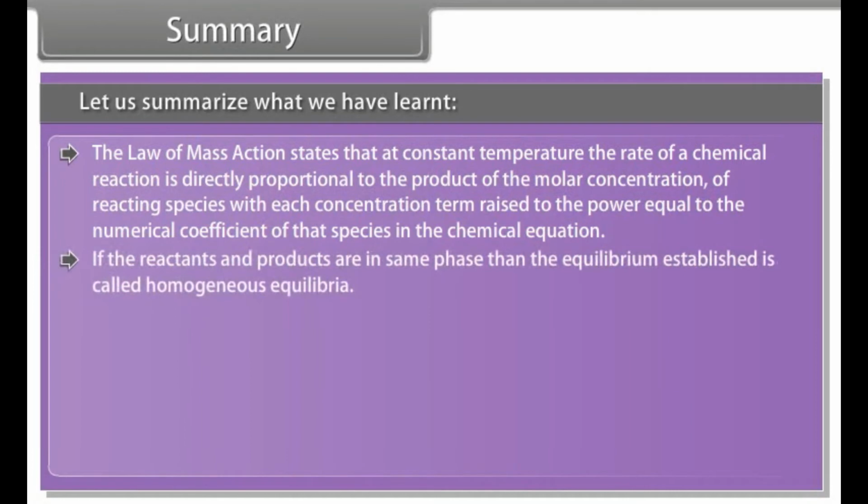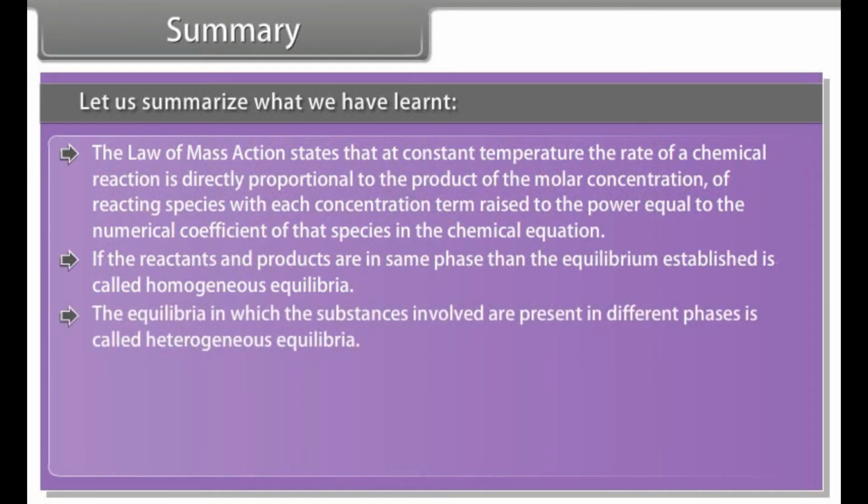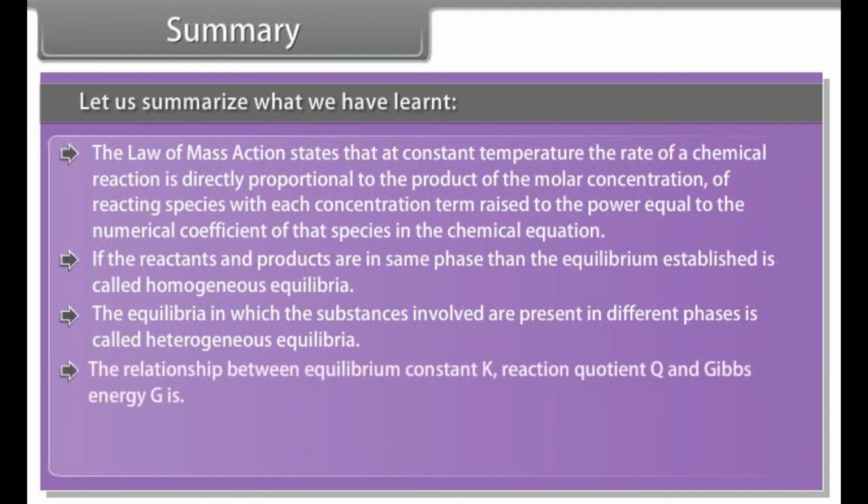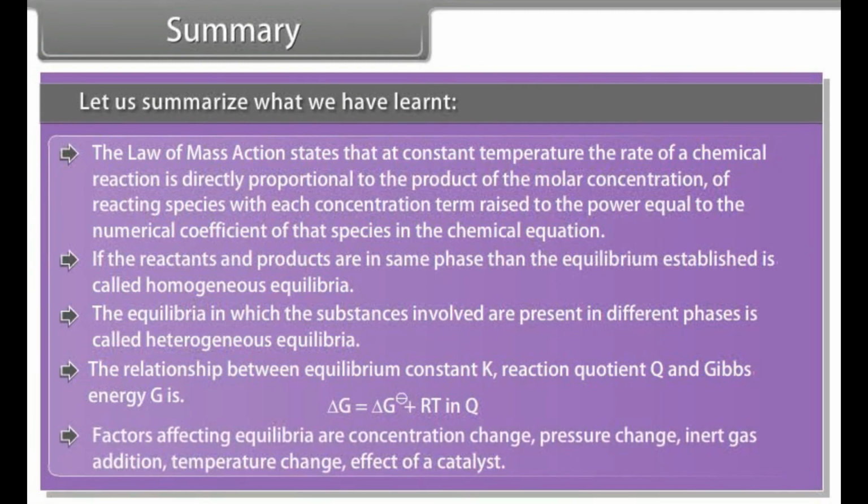If the reactants and the products are in the same phase, then the equilibrium established is called homogeneous equilibria. The equilibria in which the substances involved are present in different phases is called heterogeneous equilibria. The relationship between equilibrium constant K, reaction quotient Q, and Gibbs energy G is established. Factors affecting equilibria are concentration change, pressure change, inert gas addition, temperature change, and effect of catalyst.